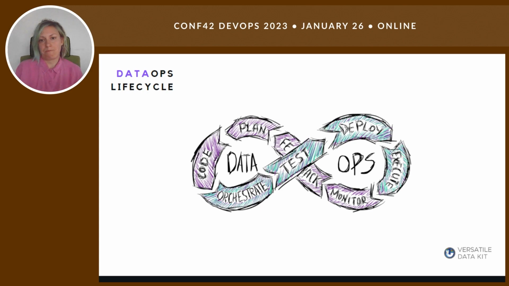So basically, this is the DataOps lifecycle as I see it. Plan, code, orchestrate, test, deploy, execute, monitor, and feedback. And it goes, and it cycles. It is similar to the DevOps lifecycle in my opinion, but a little bit different. So I'm going to go through each step, and then you can see the difference for yourself.